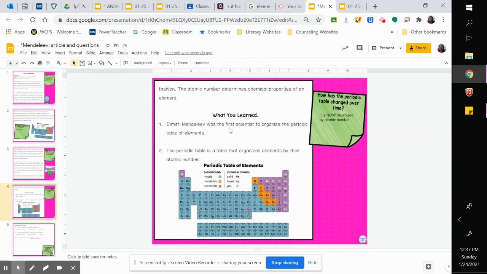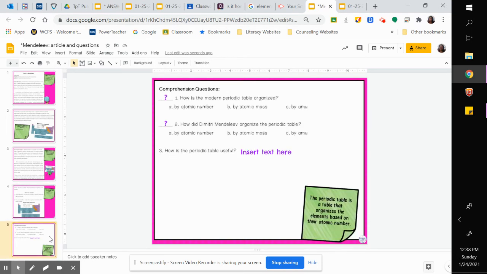So what have we learned today in our reading? That Dmitri Mendeleev was the first scientist to organize the periodic table of elements, and the periodic table that organizes elements by their atomic number. That's how we do it now in our modern time. So we have 3 questions here, okay? How is the modern periodic table organized? So what we do now is it atomic number, atomic mass, or AMU?